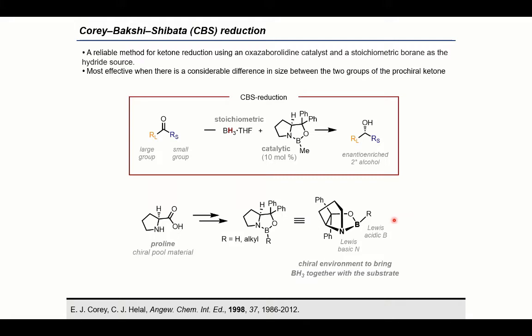The key to this ability to hold both reaction partners in a fixed orientation, thereby enabling facial selectivity, comes down to having a Lewis acidic boron atom next to a Lewis basic nitrogen atom, both positioned on a chiral scaffold. Let's take a closer look at that on the next slide.